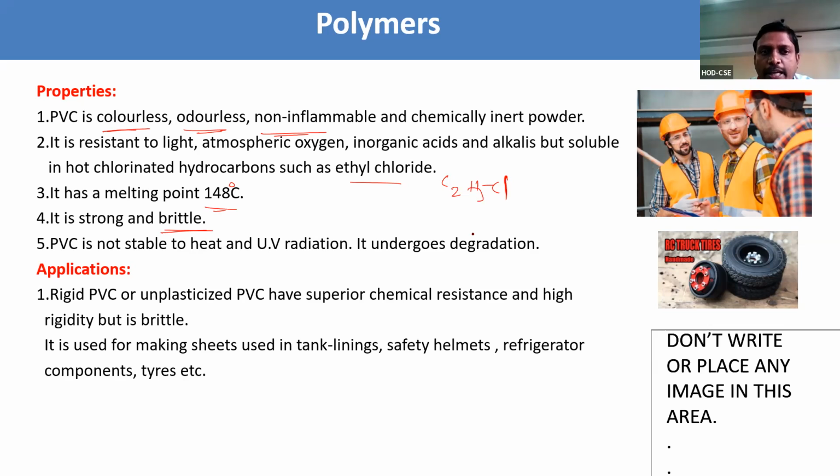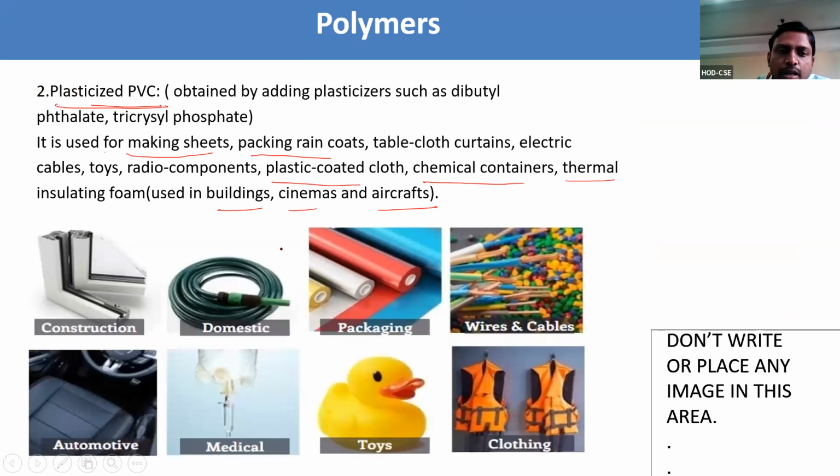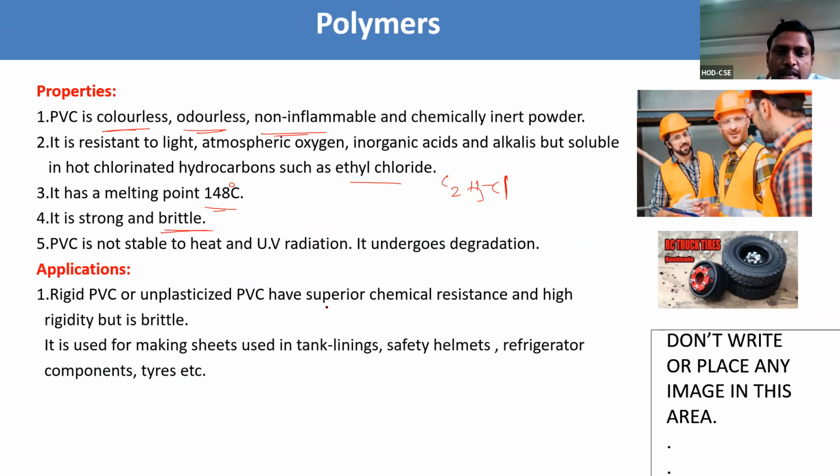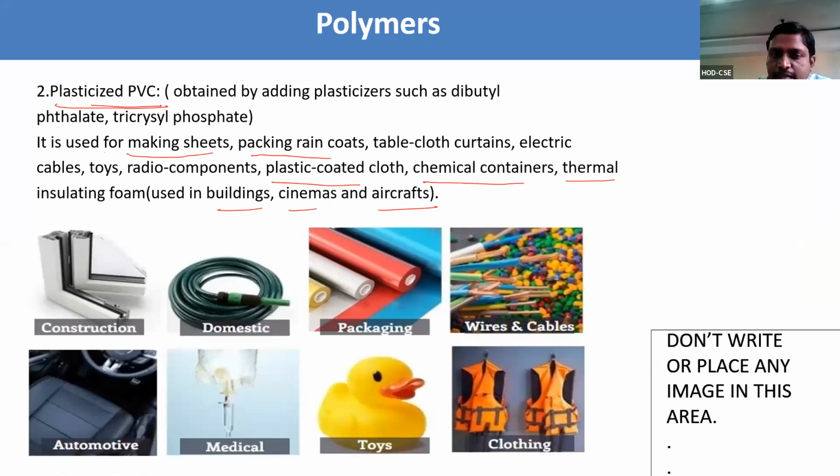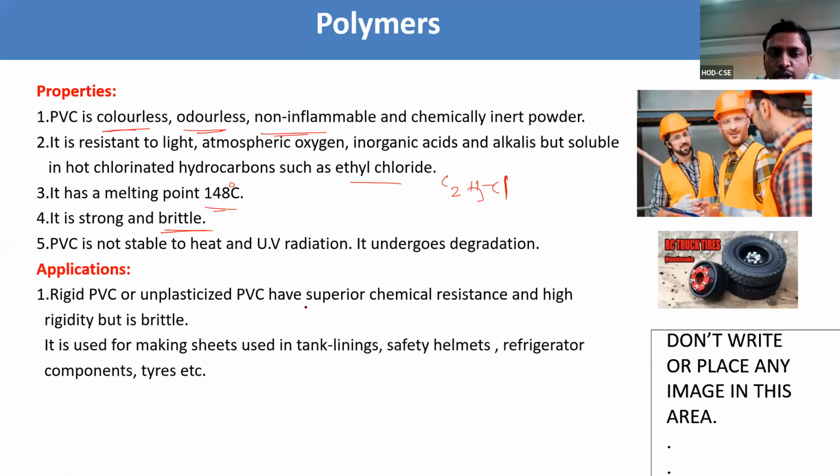Coming to the applications of PVC, the PVCs are of two types: plasticized PVC and unplasticized PVC. Rigid, unplasticized PVCs have superior chemical resistance and high rigidity, but they are brittle.